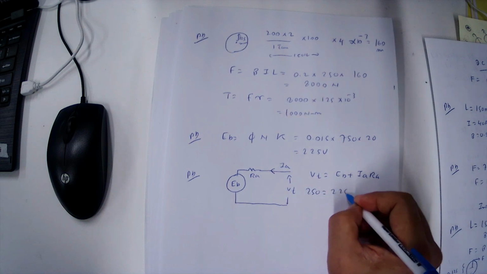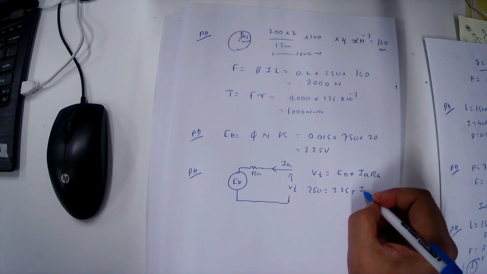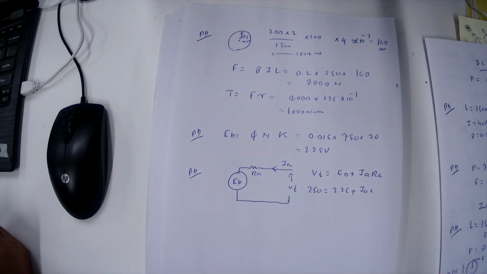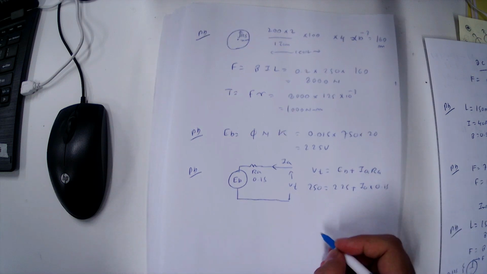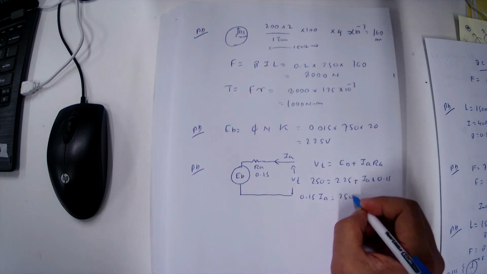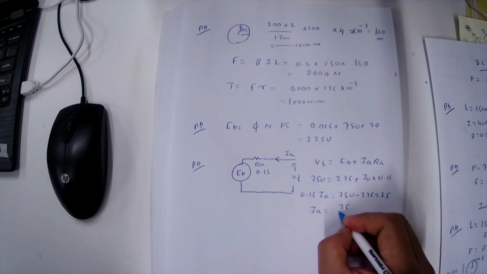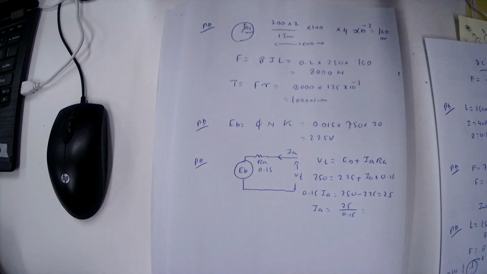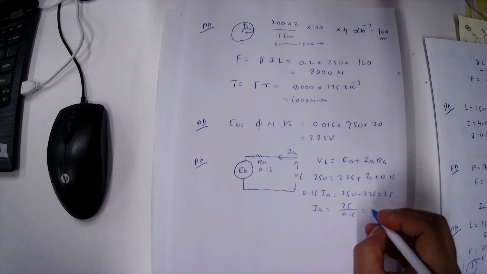The terminal voltage is given as the 250 volt supply. EB is 225. We need to calculate the armature current, which is unknown. Armature resistance is 0.15 ohm. So we can calculate 0.15 IA equal to 250 minus 225, so you got 25. IA value is 25 divided by 0.15, so that will be 167 ampere.